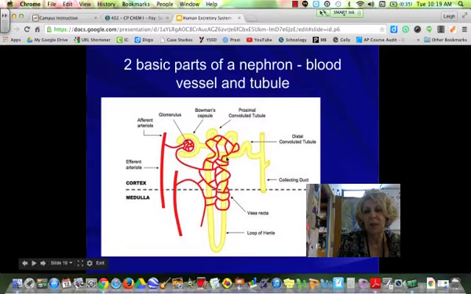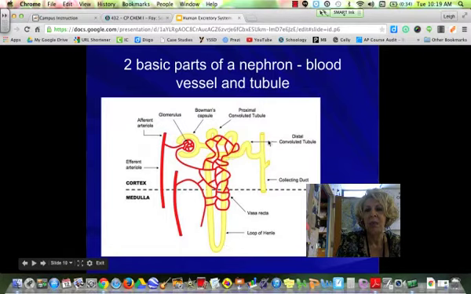And so the filtrate is going to move through what we call the proximal convoluted tubule. Proximal means close to the glomerulus here. Convoluted means twisted. So we've got the proximal convoluted tubule, and then this long thing called the loop of Henle, which dips from the cortex down into the medulla.